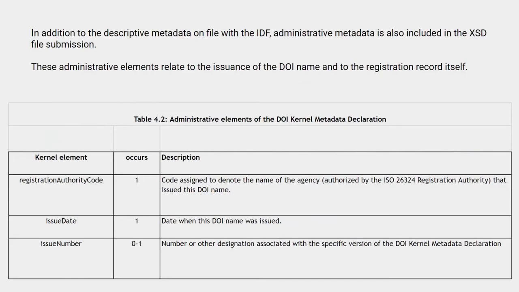In addition to the descriptive metadata on file with the IDF, administrative metadata is also included. These elements relate to the issuance of the DOI name and to the registration record itself. As you can see, there are 3 here: the registration authority code, the issue date, and the issue number.